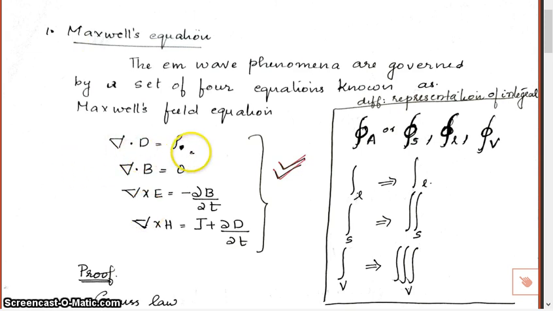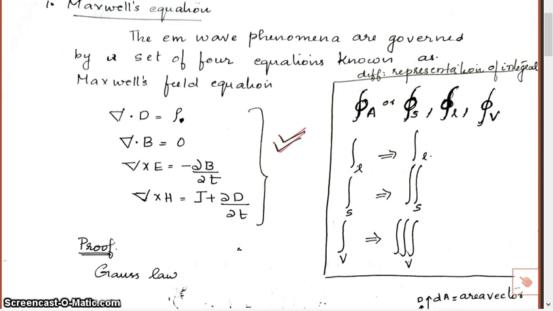Del dot D equals rho, where rho is the volume charge density and D is the electric flux density. Then del dot B equals 0, where B is the magnetic flux density, and del cross E is equal to minus dou B by dou t, where E is the electric field intensity, and del cross H is equal to J plus dou D by dou t, where H is the magnetic field intensity, J is the current density, and this term dou D by dou t is the displacement current density.